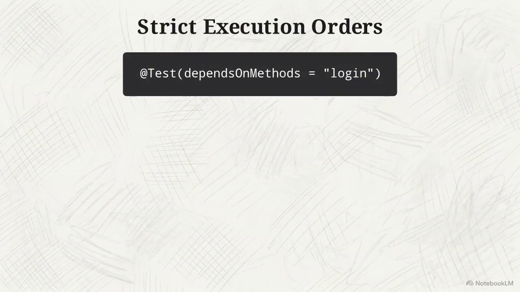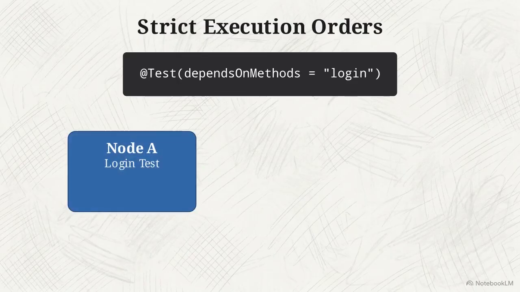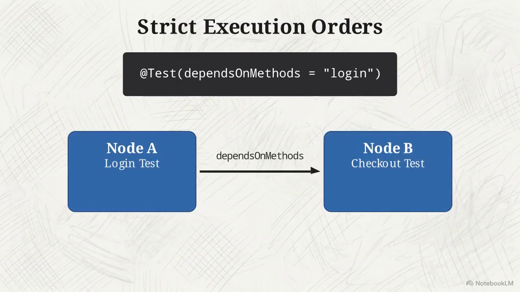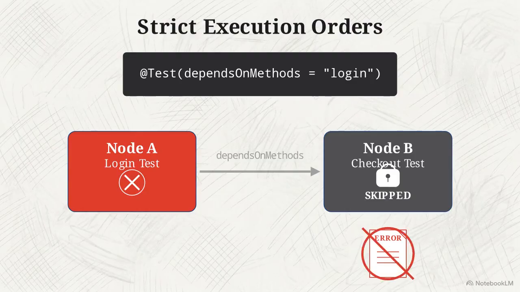You can enforce strict execution orders using the dependsOnMethods attribute. If node A is your login test and node B is checkout, you link them. If login fails, TestNG automatically skips the dependent checkout test, preventing a useless error log.